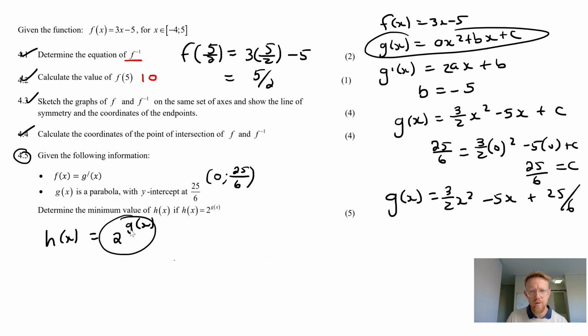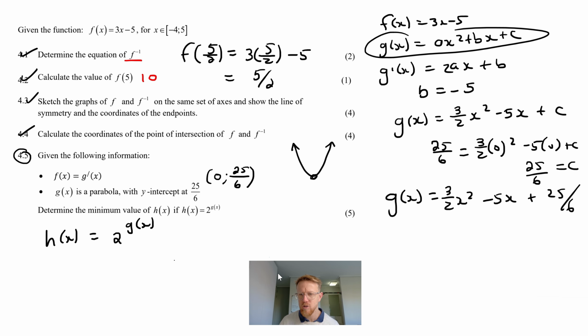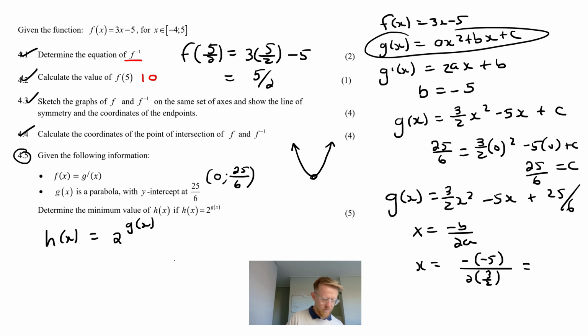So the minimum value of this will be when this is a minimum. So you want to find the minimum of that. So then we go to this equation and we need to find its minimum, which is, remember, this is a parabola, which is facing in that direction because this number is positive. And so to find the minimum, it's right here at the bottom. It's the turning point. So we know how to find a turning point. We can just say x equals minus b over 2a. And so if we go do that, we get negative 5 over 2 times 3 over 2, and that'll give us 5 over 3.